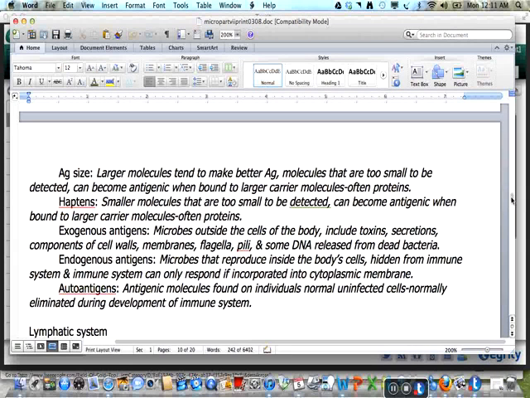Endogenous antigens are inside the body's cells and hidden from the immune system. These can include microbes that are reproduced inside the host cell. The immune system can only respond to these antigens if they are incorporated into the cytoplasmic membrane. Autoantigens are antigenic molecules found on individuals' normal uninfected cells. These are normally eliminated during the development of the immune system.